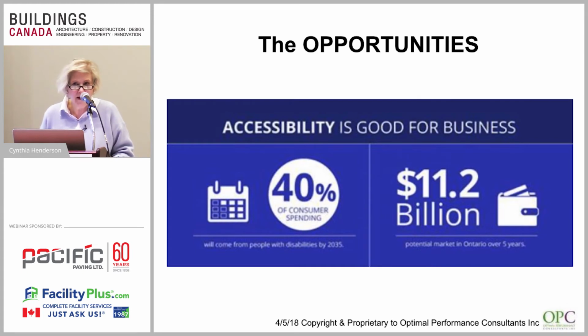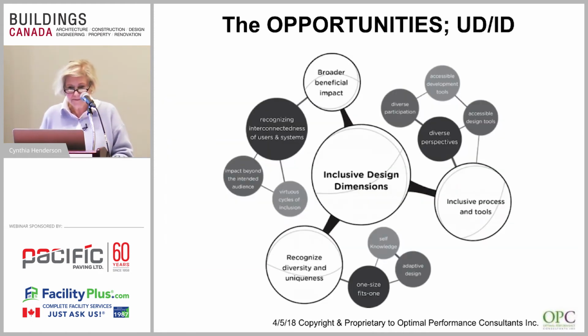But the point is that you make everything work, because anybody, whether they're on crutches or they need it for a stroller, needs accessibility. They're not just one type of person. So the opportunities are interesting for inclusive design. Well, I'll say that there are many layers. We'll say 3 layers of inclusive design. One is the broader beneficial impact: the users and the systems and what they learn from using these new things. What about the process and tools, the tools that you need to develop for inclusive design? And then the diversity and uniqueness, because it's one size fits one. It's adapting to people who need things, and it's not just one size.